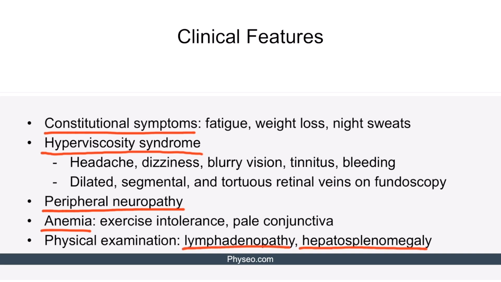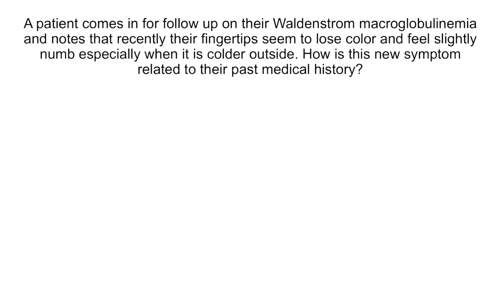All right, let's try a question. Patient comes in for follow-up on their Waldenstrom macroglobulinemia and notes that recently their fingertips seem to lose color and feel slightly numb, especially when it is colder outside. How is this new symptom related to their past medical history?